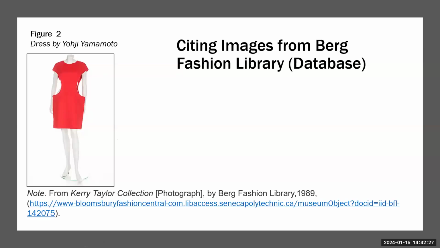So figure 2, it's dressed by Yohji Yamamoto. And then underneath, I have to put a note. It's from the Kelly Taylor collection. It is a photograph. I put that in square brackets by the Berg Fashion Library, the year. And then I also have the URL, which is important in case the faculty would like to have a look at that. Any questions so far about that?